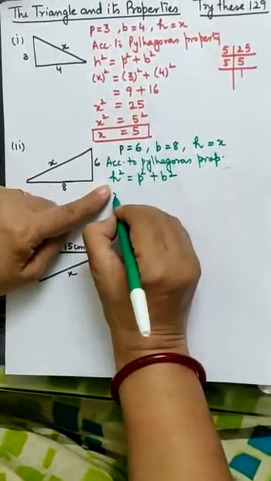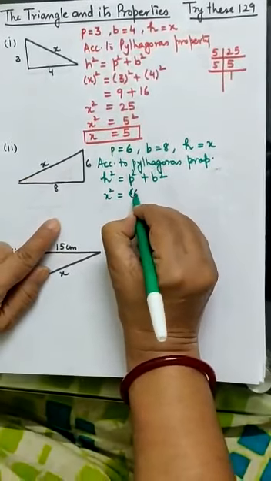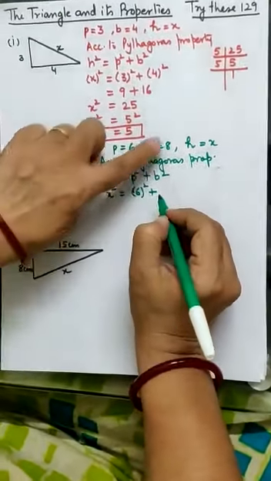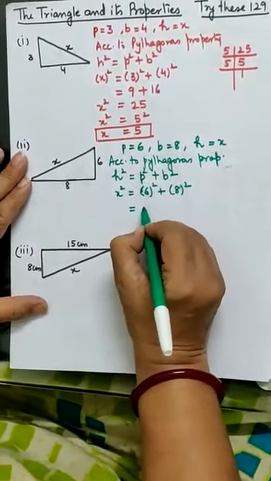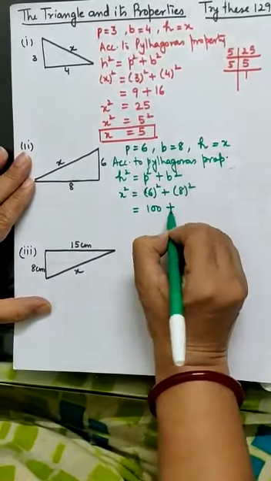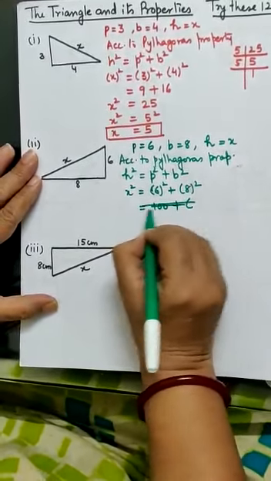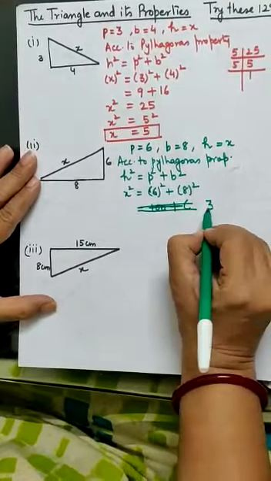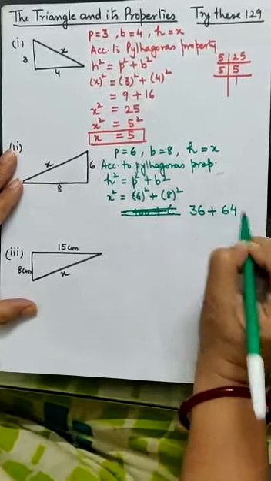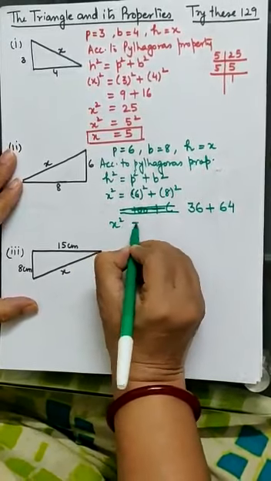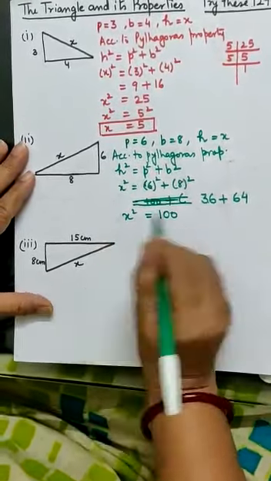Now h is x, so we write here x square. P is 6, so we write here 6 square, and b is 8, so we write here 8 square. Now 6 square is 36, and 8 square is 64. So x square is equal to what? 36 plus 64, which is equal to 100.